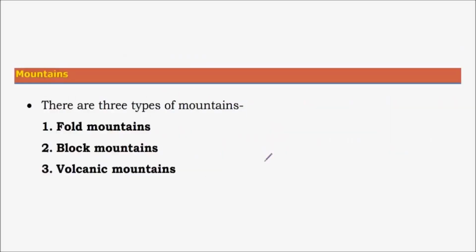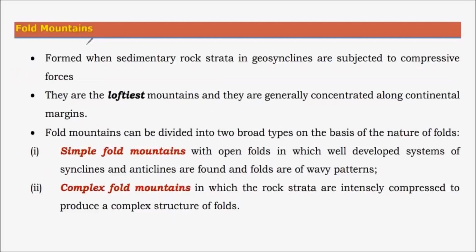And now we'll see the major types of mountains, namely fold mountains, block mountains, and volcanic mountains, which are all of tectonic origin. And the first and the most important types of mountains are fold mountains, which are spread all across the world, and they are the most important system of mountains. They are formed when sedimentary rock strata in geosynclines are subjected to compressive forces.